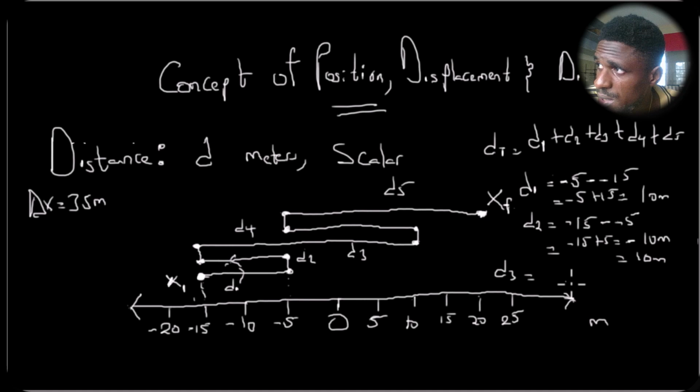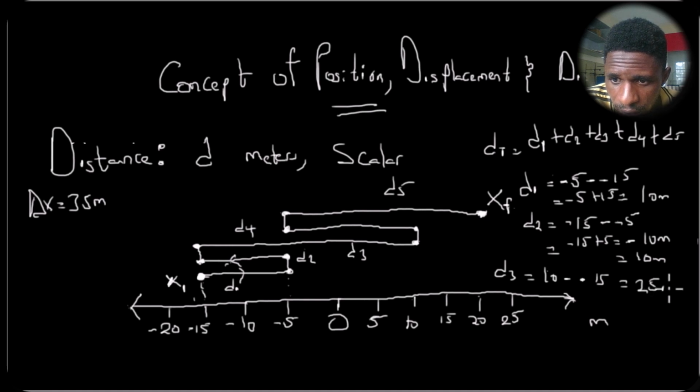So my final point will simply be 10 minus minus 15, and this is 10 plus 15. 10 plus 15 gives us 25 meters. That's for D3. For D4, again, come to my graph. So for D3, I'm traveling in this direction. For D4, I'm traveling in this direction. For D5, I'm traveling in this direction.